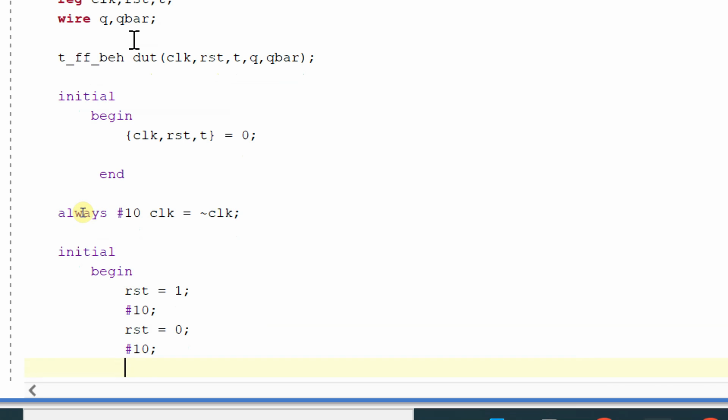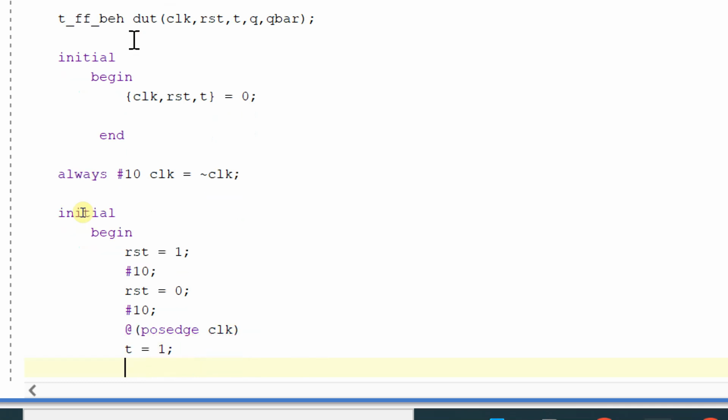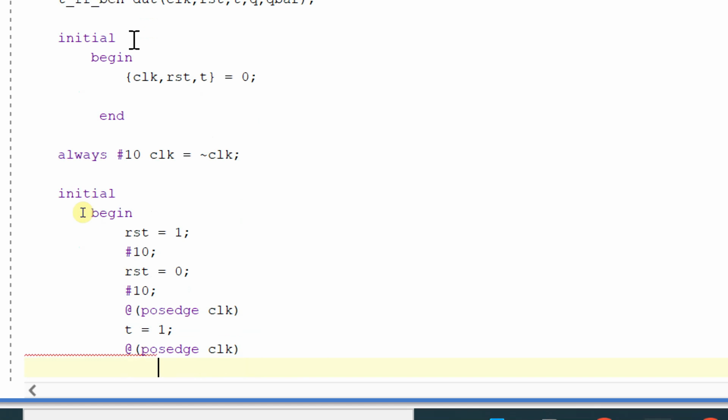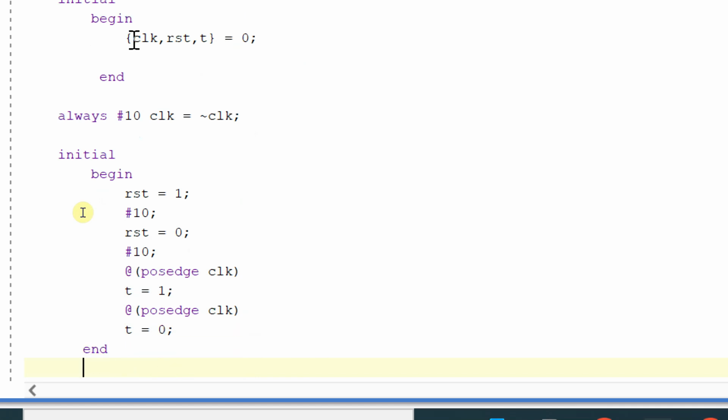Input is synchronous to clock, so I should drive my input. At positive edge of clock I am driving my input t is equal to 1, and at another positive edge of clock I am driving my input to 0. So here I am using the positive edge of the clock since my design is working on negative edge of the clock. So I should provide my inputs to the design at positive edge of the clock.